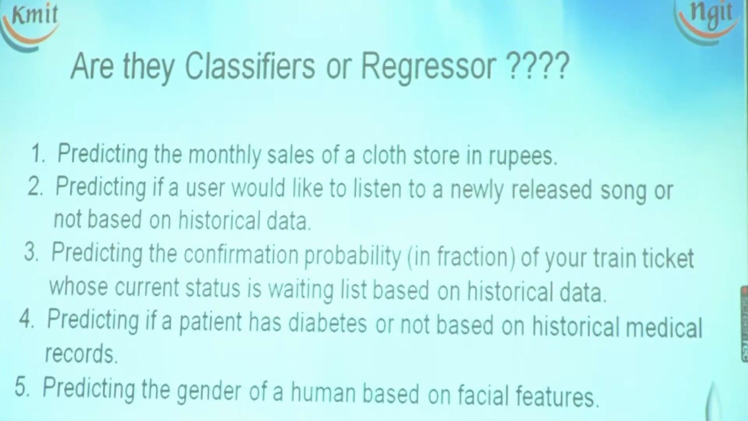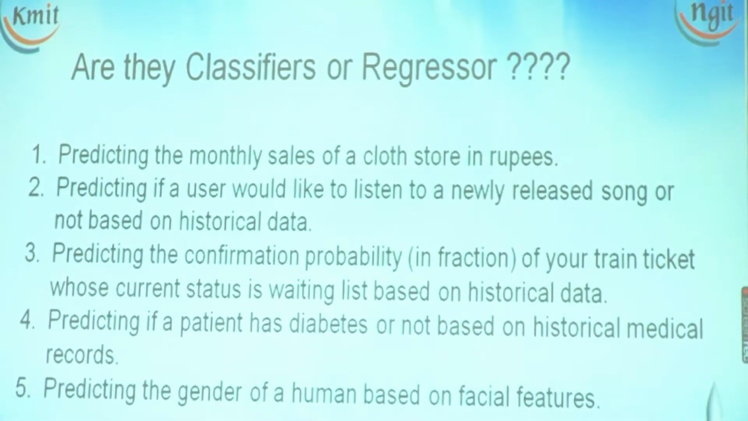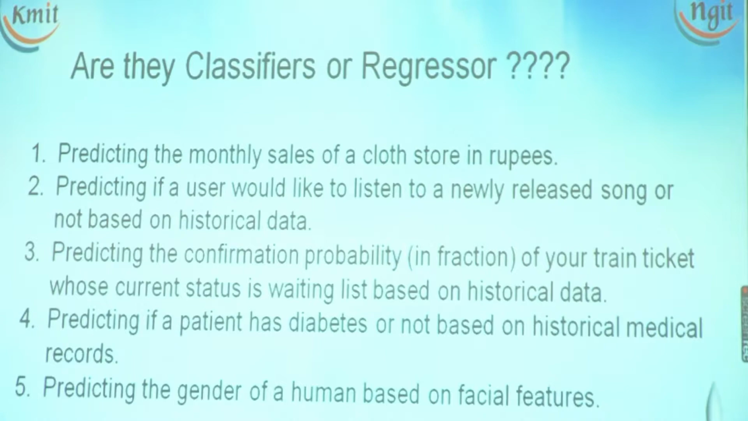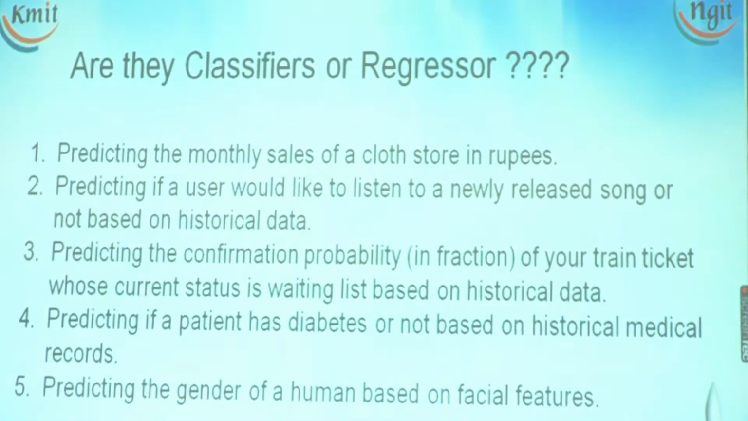Current status. Okay. So the third one is a regressor. Ticket is confirmed, not confirmed is a classifier. We are knowing whether it is a waiting list or not, what is the number you are assigning. That is a regressor problem.